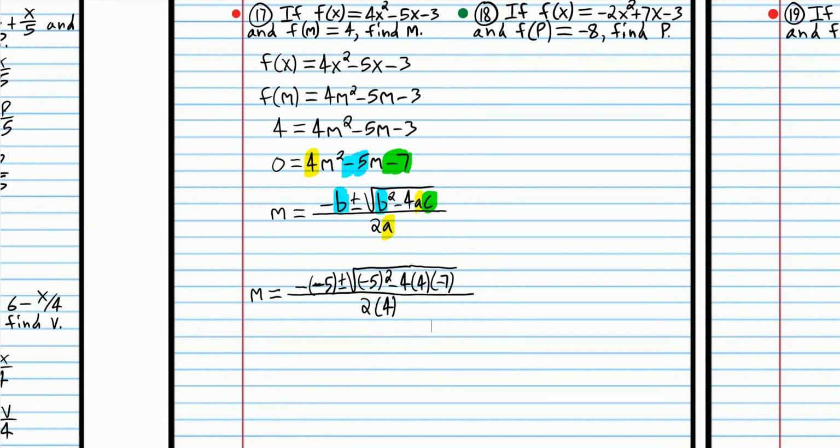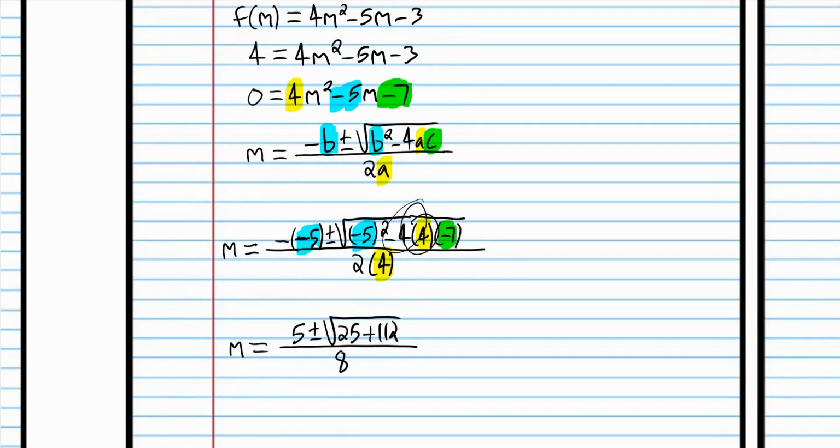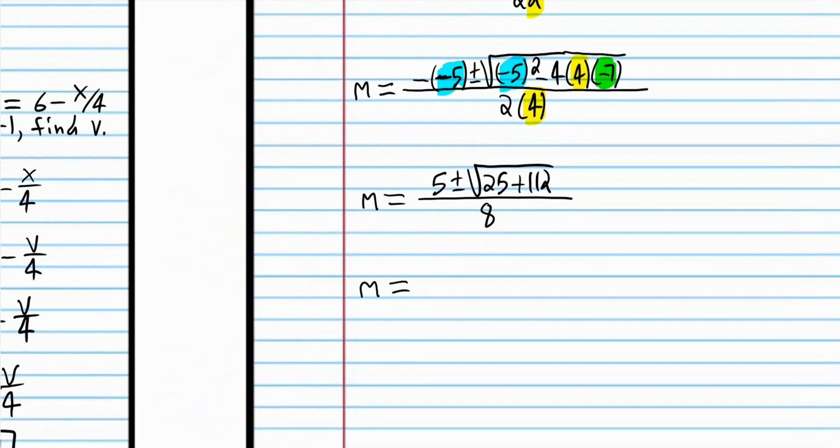So we plugged in a is 4, we plugged in c, and we plugged in b. So let's simplify. So we get 5 plus or minus root 25 plus 112 over 8. Negative 4 times 4 is negative 16. Negative 16 times negative 7 is positive 112. So now we have 5 plus or minus the square root of 137 over 8.